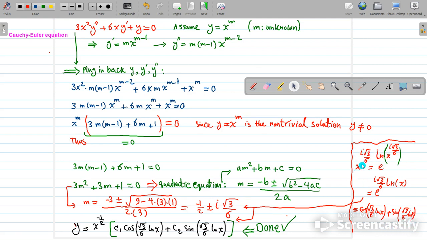So x to the i square root of 3 over 6 is equal to e to the natural log of that term, which is x to the i square root of 3 over 6. And based on the property of natural log, this power of x can be moved next to the natural log, so we would have i square root of 3 over 6 times natural log of x. And finally we would have e to these terms, and e to the i something like this would be cosine of that statement plus i sine of this statement. So that's why we would have the final solution of y as the last line, and we are done.